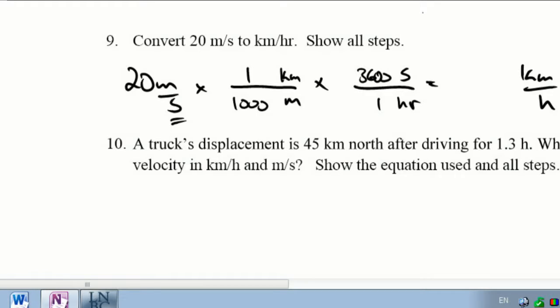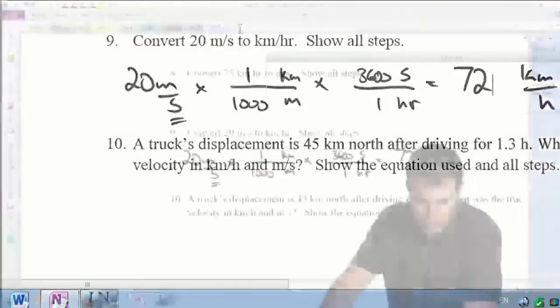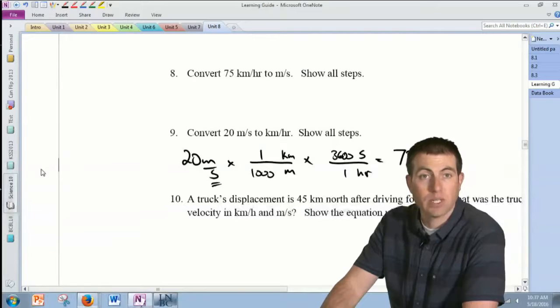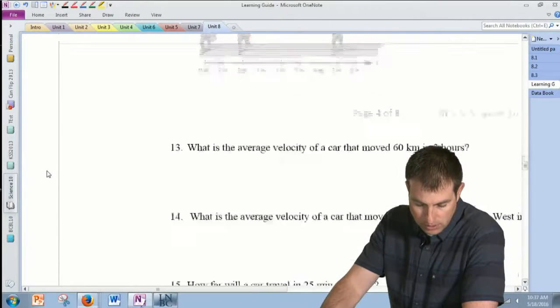This is going to be 20 times 3.6, which is 20 times 3 is 60, and it's going to be 72. In fact, 72. So that was number 9. Maybe a good idea to go over some of those questions on page 5 just in case it pops up in an exam or something. For sure. Hopefully that helps you out, Taylor. It's just the opposite process of the previous examples.